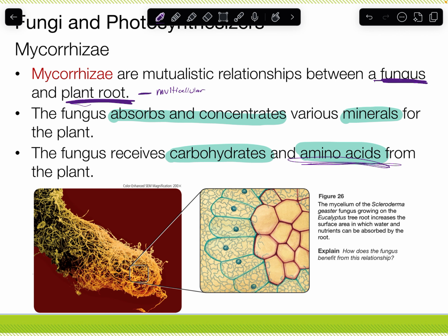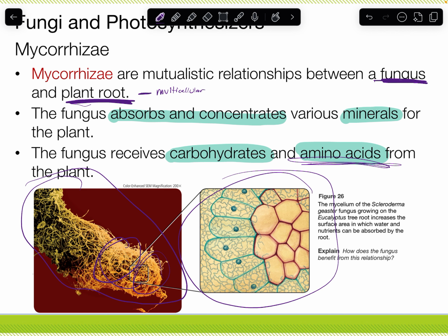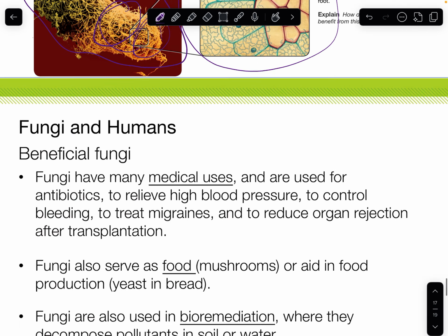So we can have mycorrhizae that also do this. This would be an example here, where we have the tip of a plant root, and all of that would be considered that fungus, so a mycorrhizae. And that's kind of what it would look like if you really zoomed in on it.